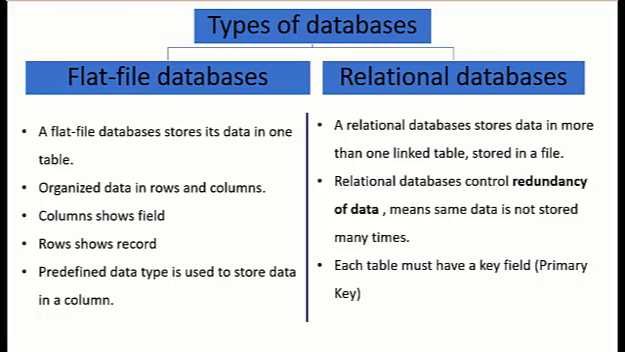Relational databases. A relational database stores data in more than one linked table, and that table is called a relation in a relational database, and this table stores data in a file. Relational databases control the redundancy of data, meaning the same data is not stored many times, with the help of a key, and that key field is called a primary key. Each table in a relational database must have a key field, and that key field is a primary key, and the properties of key fields are it must contain data and it cannot be null.